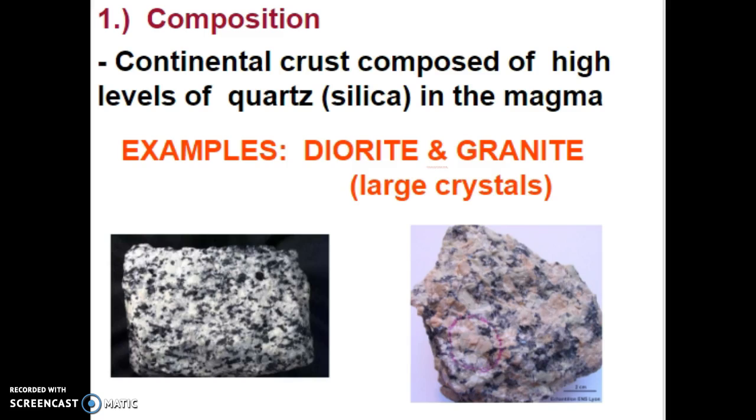So, composition of intrusive igneous rocks. Continental crust, remember, the stuff that we're standing on, is very light in color and light in density. So continental crust is composed of very high levels of quartz or silica in the magma. Two examples of intrusive igneous rocks that form from a high silica magma are diorite and granite. These have very large crystals, so the texture of diorite and granite is what we call coarse-grained.